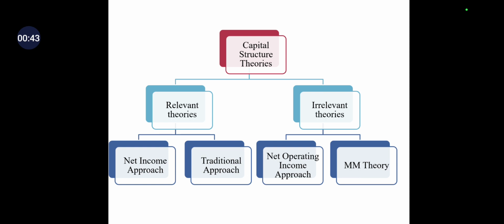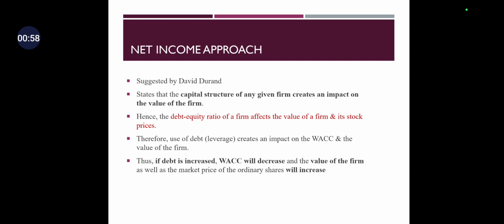So under relevant, there are two approaches. One is the net income and the traditional approach, and the irrelevant is again classified into two approaches, that is the net operating income approach and the MM approach. Now let's see deep into the net income approach.